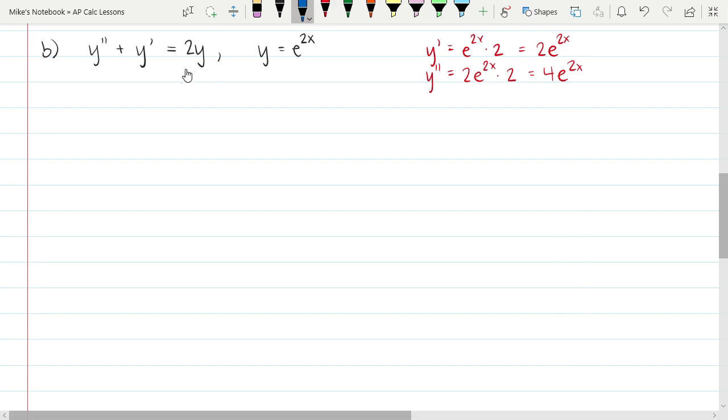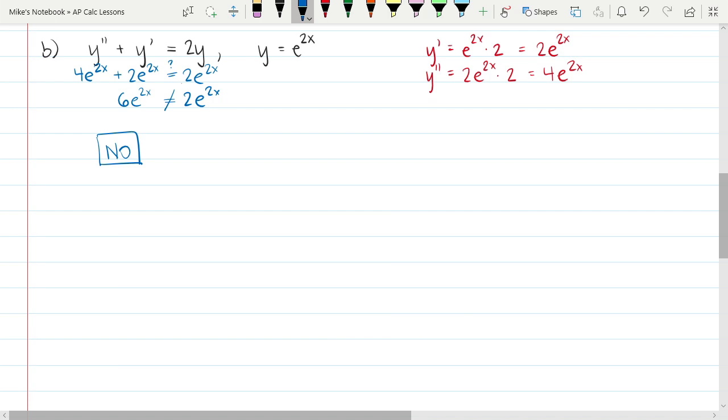All right, so now when I substitute in, the second derivative of y is 4e to the 2x plus the first derivative of y, which is 2e to the 2x, and we're checking, does that equal 2 times y, which remember is e to the 2x. Well, 4e to the 2x plus 2e to the 2x is 6e to the 2x, and that is not equal to 2e to the 2x. So in this particular instance, no, y equals e to the 2x is not a solution.